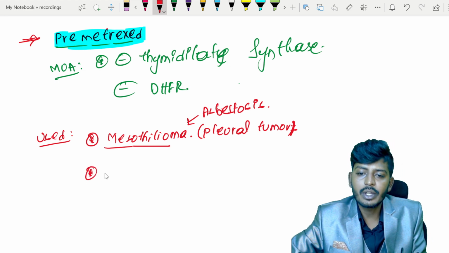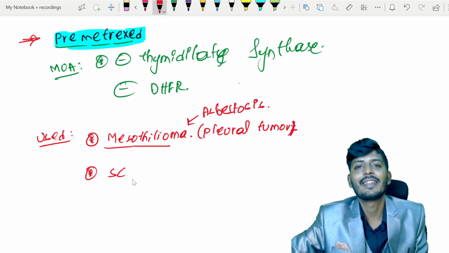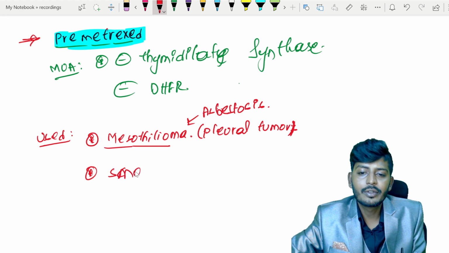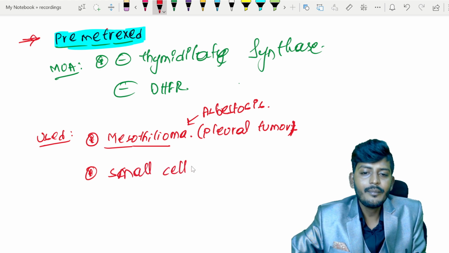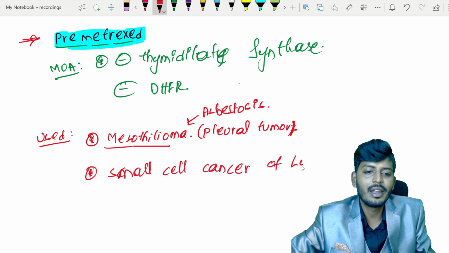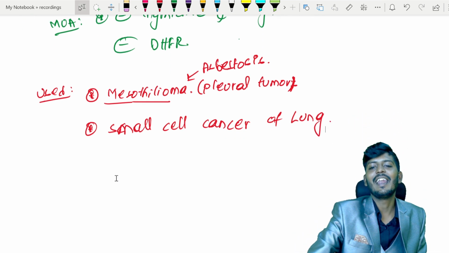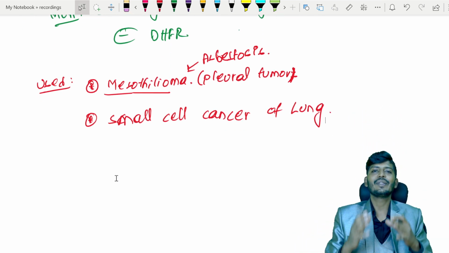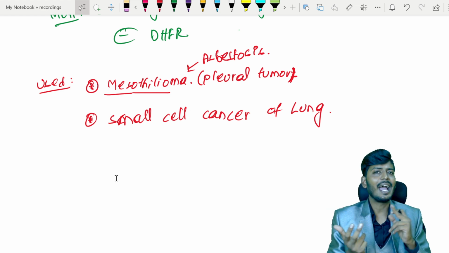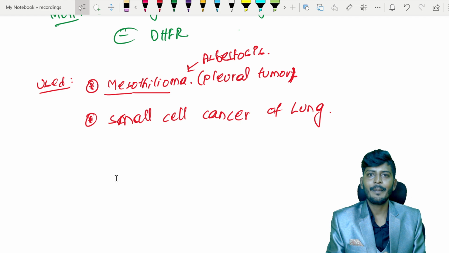And it is also used in small cell cancer of the lung, or small cell lung cancer. Again, small cell cancer of the lung has a very important point to remember. This is one of the very aggressive forms, highly metastatic, associated with smoking. So these are the points to be remembered from pathology.